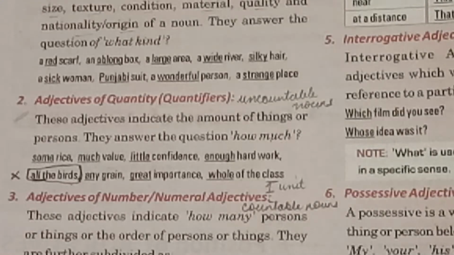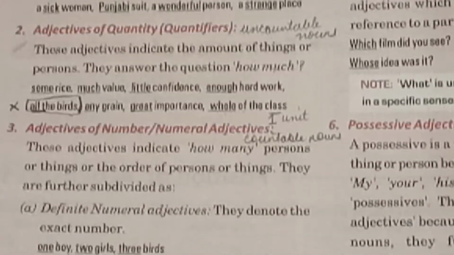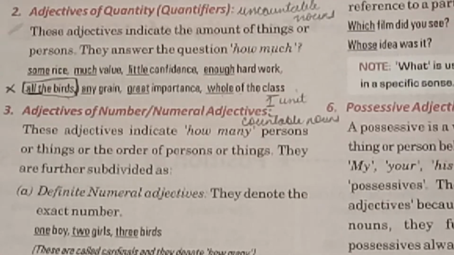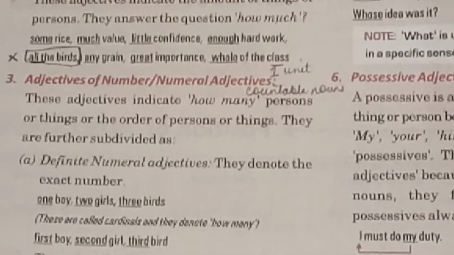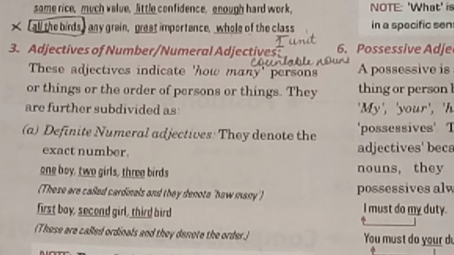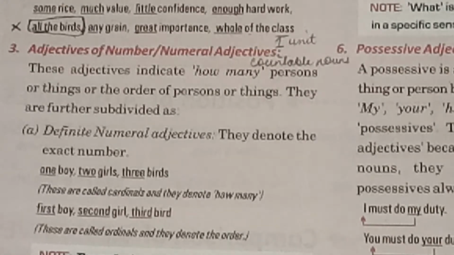Now come to adjectives of number or the numeral adjectives. Now the numeral adjectives or adjectives of number are of 3 kinds. All these 3 give the answer of how many, and they are used for countable nouns. The very first one is the definite numeral adjective, जिसका exact number आपको पता है. Suppose 1 boy, 2 girls, 3 birds. These are called the cardinal numbers, or we have the ordinal numbers also, like first boy, second girl, third bird, right?